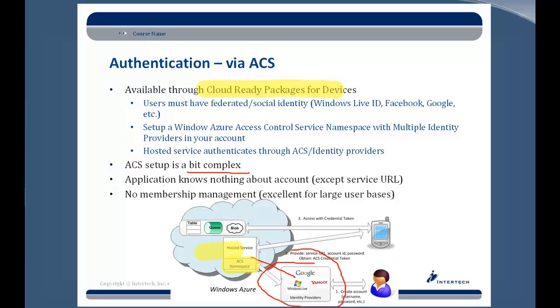Setting up that ACS or the Access Control Service namespace isn't exactly for first-day developers. It takes a little bit of work. On the positive side, applications now know absolutely nothing about your Azure account, except for your service URL, and now no membership management. In other words, you don't have to worry about a database that keeps track of all the users. That's all being provided by these identity providers. And they're granting and denying access through their own service. You're just taking advantage of those providers out there. So this is a great way to leverage already proven identity providers to allow for access to your data storage.